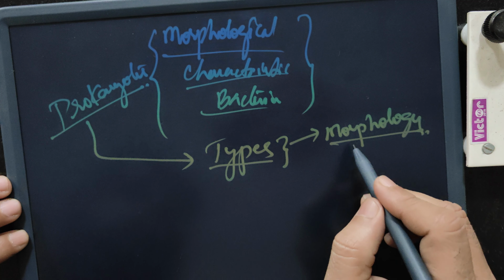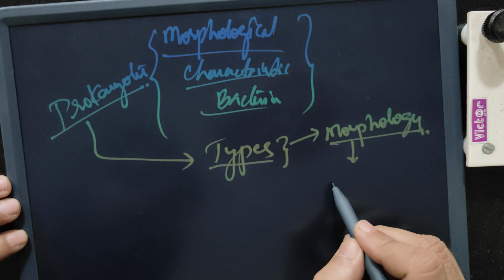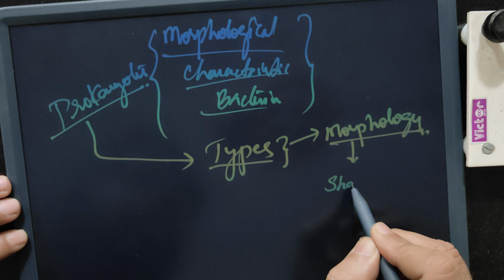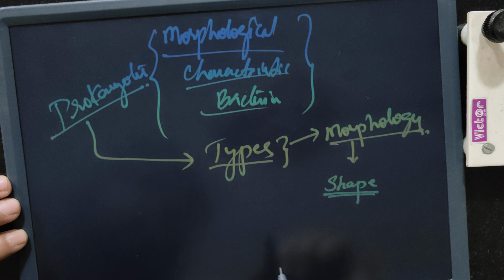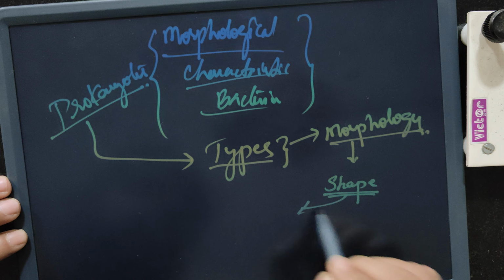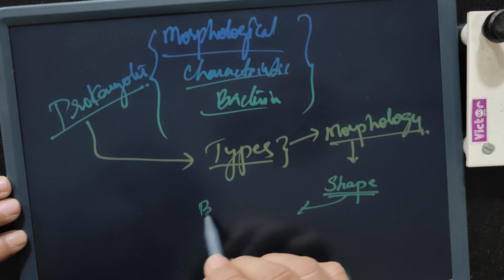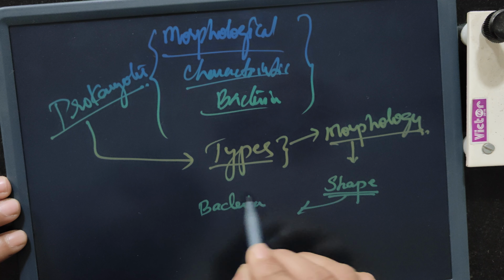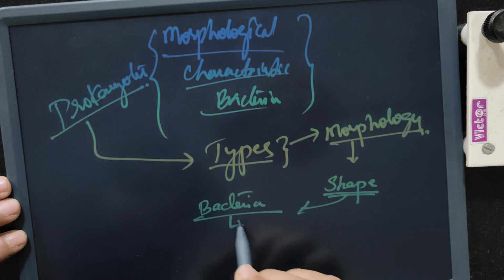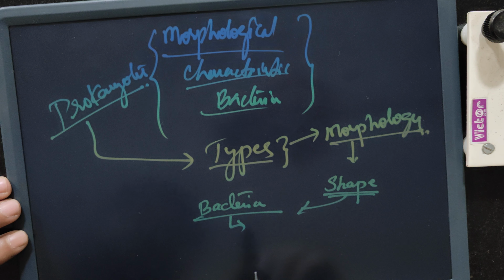What is morphology? What does morphology mean? The shape of the bacteria, how it looks. Based on that, there are different categories the bacteria are grouped into. Today let us discuss the different categories of bacteria, and we will elaborate each category.